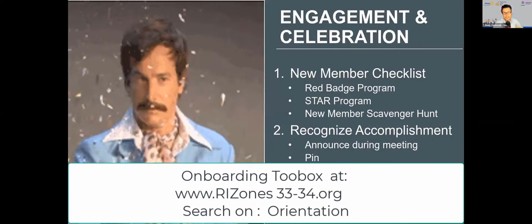One is a red badge program. Some of you may be very familiar with that. But also there's a STAR program in there, has some similarities, but there's also some nice differences there as well. And then there's a new member scavenger hunt. So we've got 3 different new member checklist options on the RI Zone site. And again, we'll show you where to get those here in just a couple of moments.